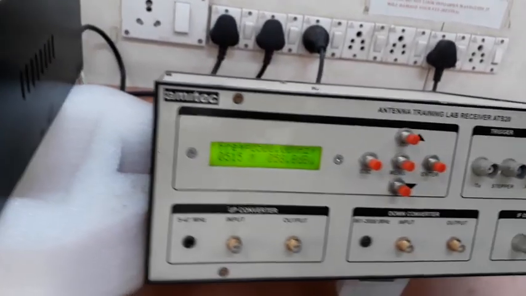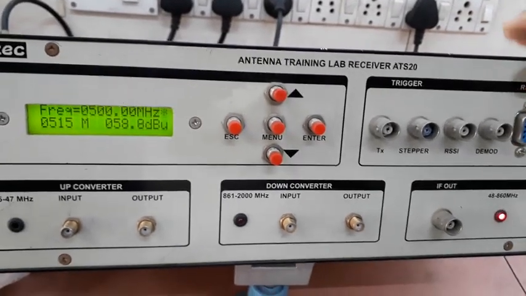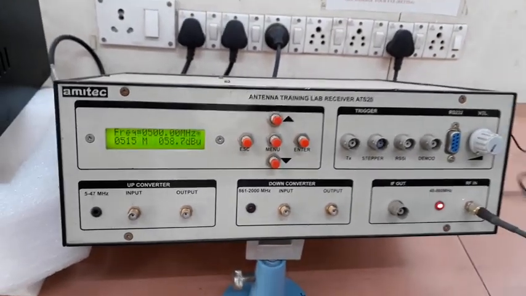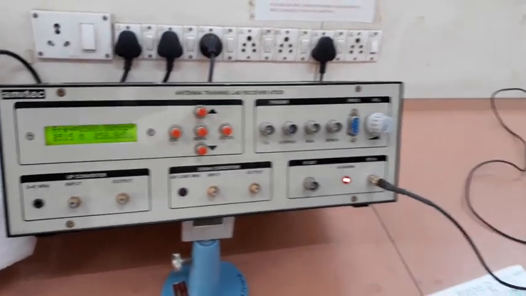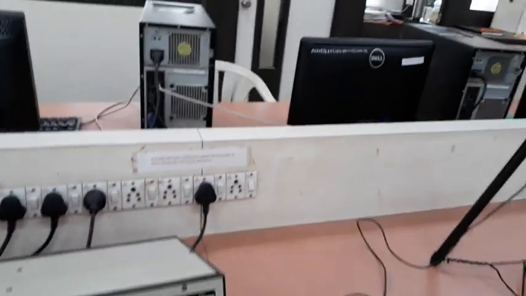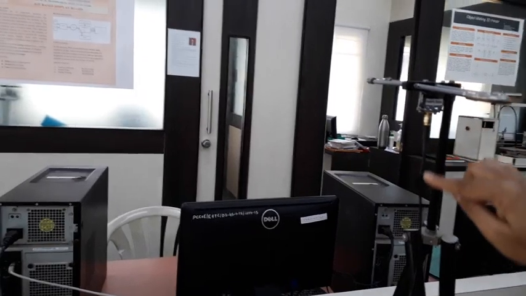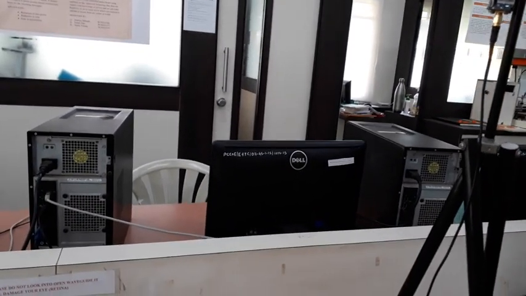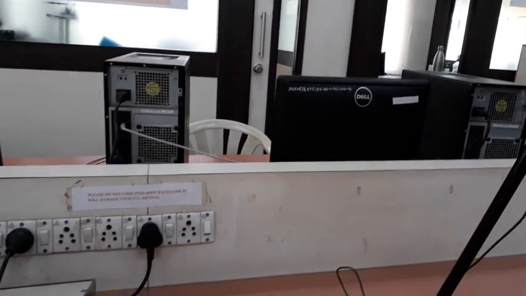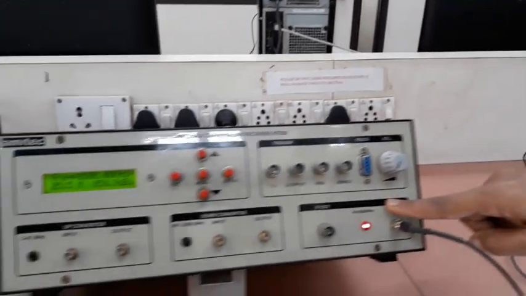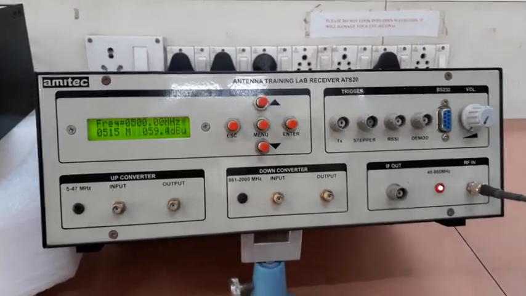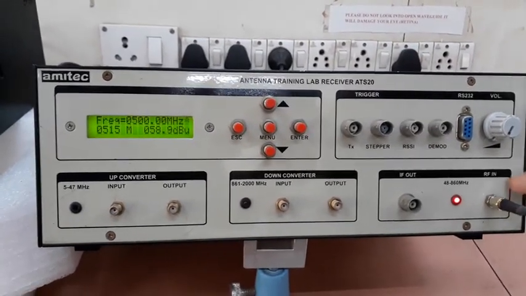Now, this is only the receiver power measurement display, which is connected to the receiving antenna. The receiving antenna is a folded dipole antenna with the same dimensions, and the output is given here. This is the RF cable, or RF in, which is given to the receiver antenna.